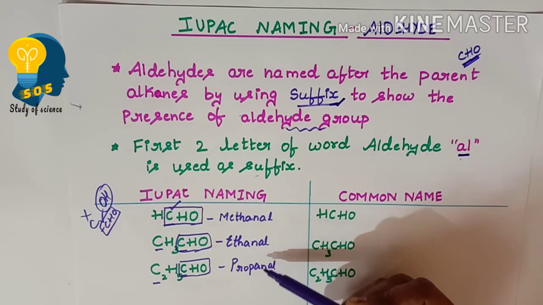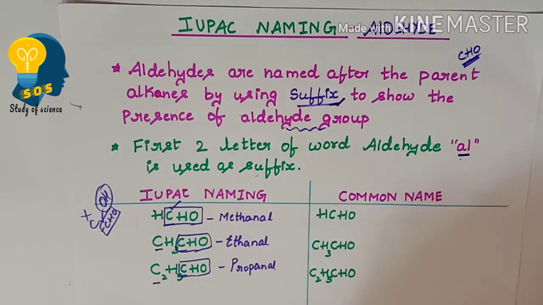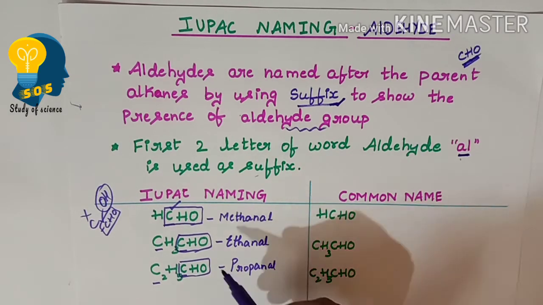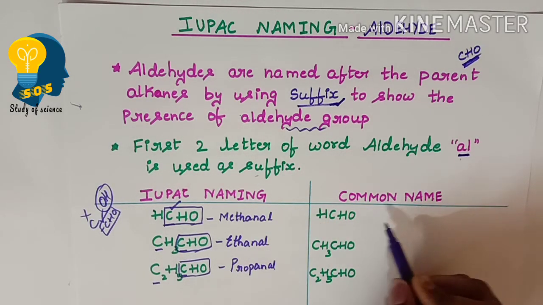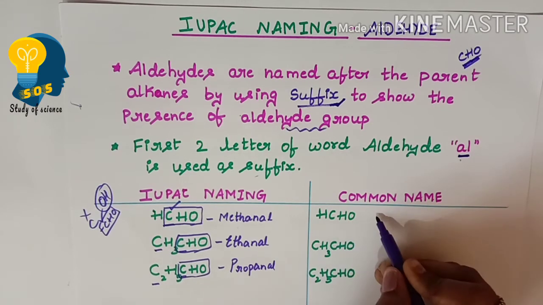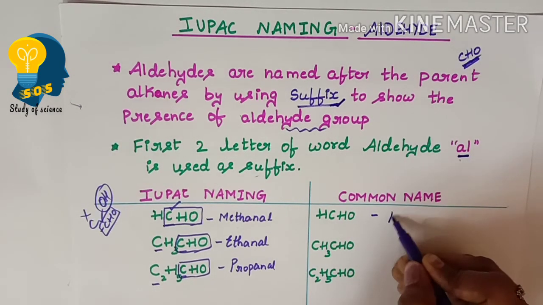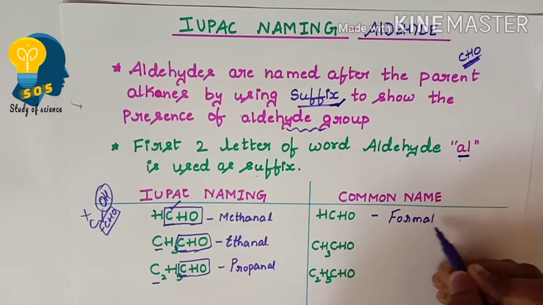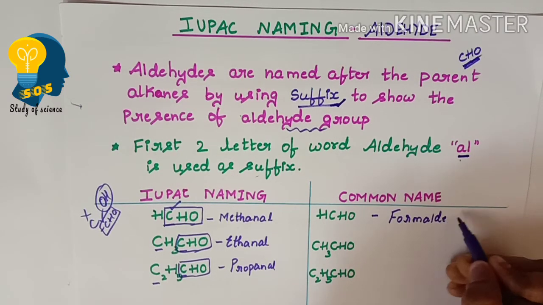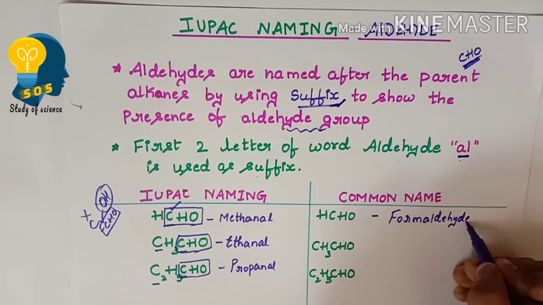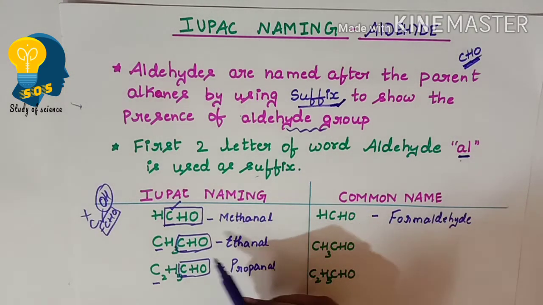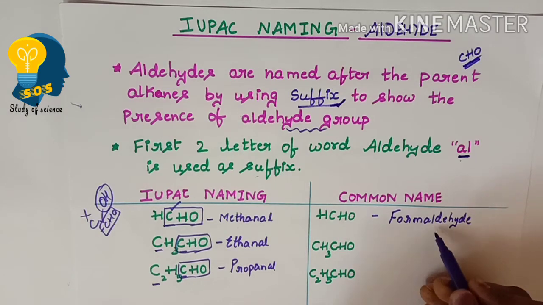Methanal, ethanal, propanal. Clear? Now let us look at the common names for the same molecular formulas. HCHO has the common name formaldehyde. Formaldehyde is the common name for HCHO, that is methanal.